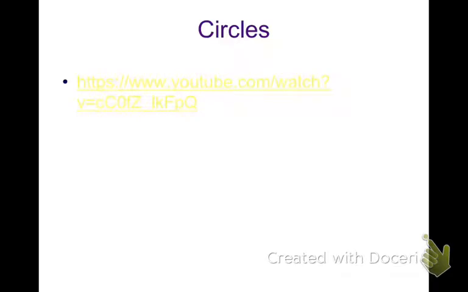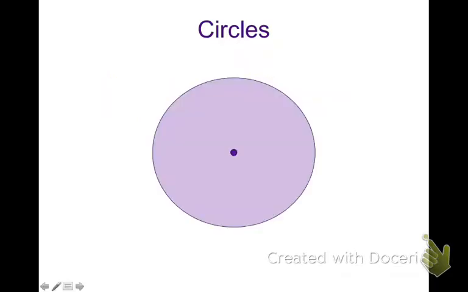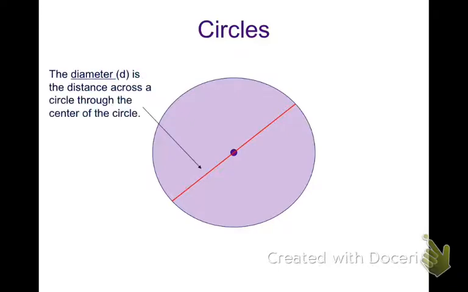Okay, so let's give this a try. We'll again define some of the parts of the circles, and then we'll try a few problems. So if you recall, the line that goes through the center of all circles is called the diameter. So you might want to write this down.